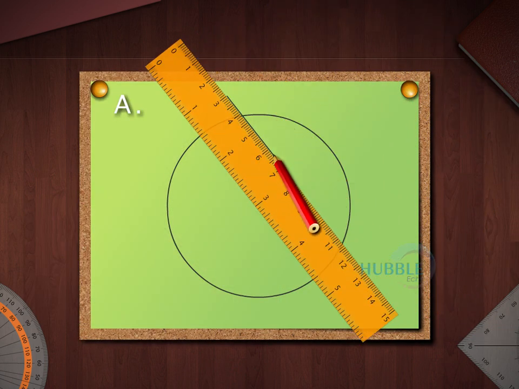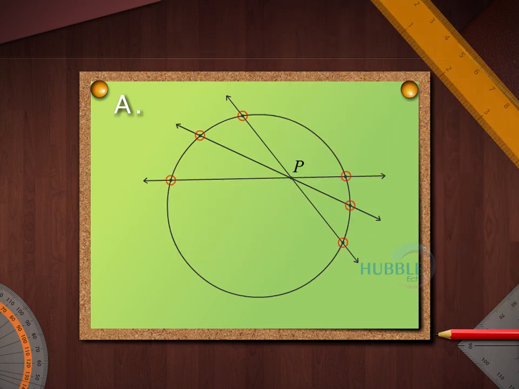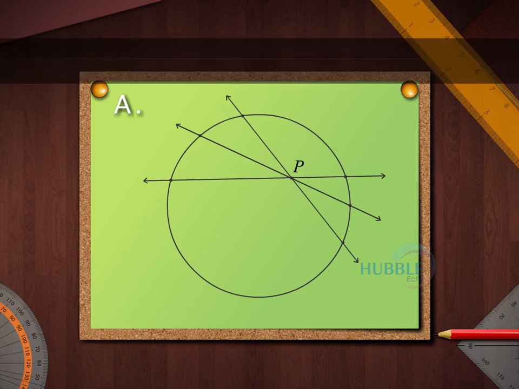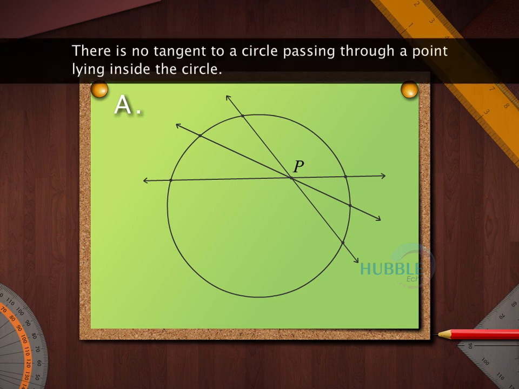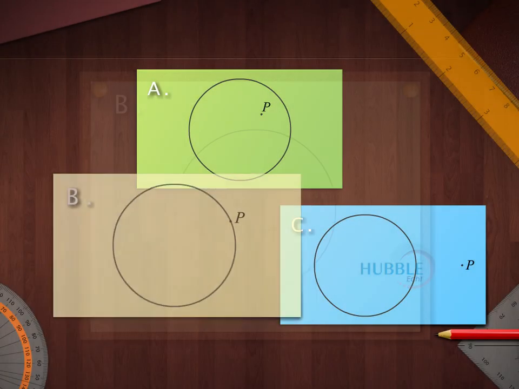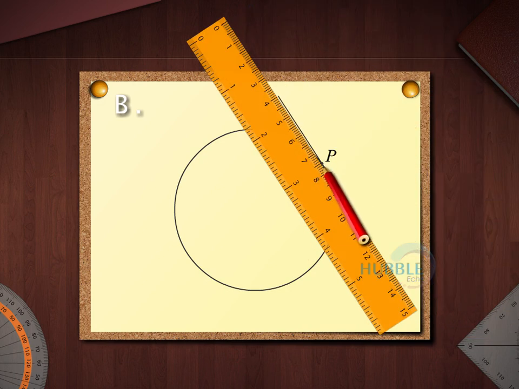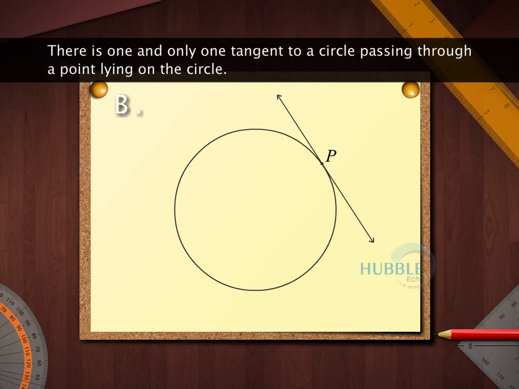Let's draw multiple lines through point P. Look, all the lines passing through point P intersect the circle at 2 points. A tangent must intersect the circle at only one point. Thus, there is no tangent to a circle passing through a point lying inside the circle. Next, we take a point P on the circumference of the circle. Observe that there is one and only one tangent to a circle passing through a point lying on the circle.